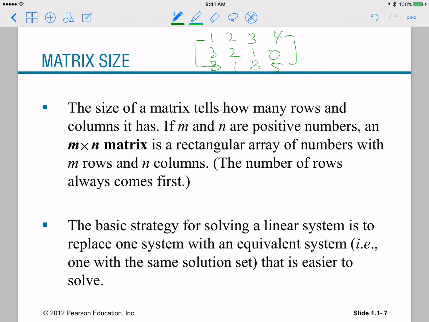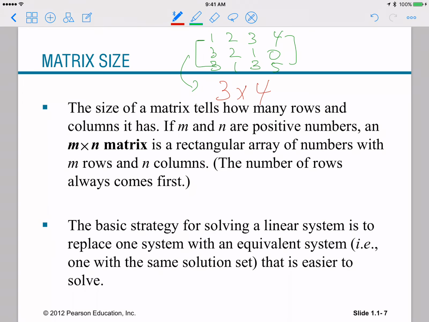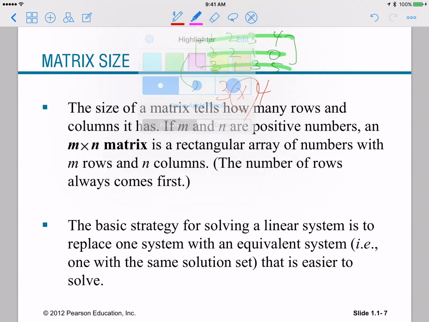Let's consider this matrix, which is an augmented matrix from some linear equations. Purely from viewing this matrix, we can easily compute the size. The size is represented as 3 by 4, which means we have 3 rows and 4 columns.